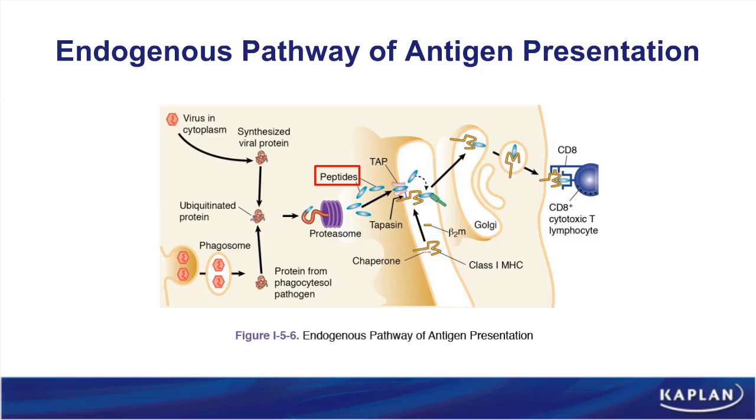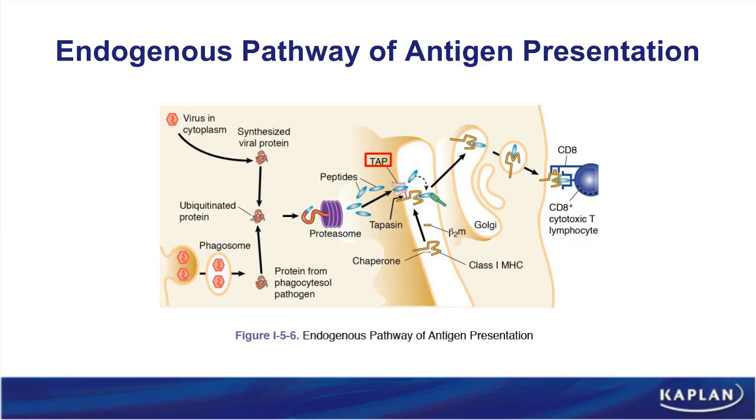Once those peptides are produced from degradation in the proteasome, we have another barrier because the MHC molecules are actually located in the endoplasmic reticulum, but the peptides are located in the cytoplasm. That's where the TAP molecule becomes really important.